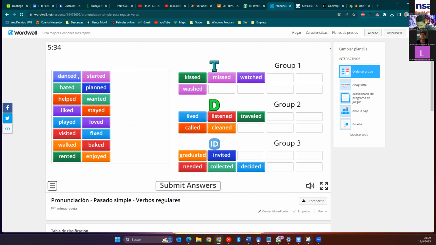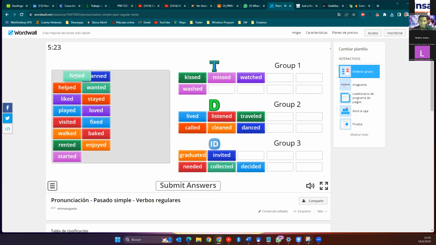Dance. No está dance, o yo estoy leyendo mal. ¿Dónde está dance? Is hated. Danced. Finish in letter E. ¿Quién está compartiendo? Daniel. No. Danced. Va en el grupo de la T. Sí, mira la imagen del grupo en el chat, en el de la T, porque termina en C.